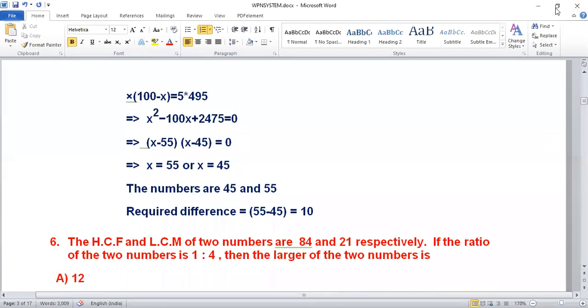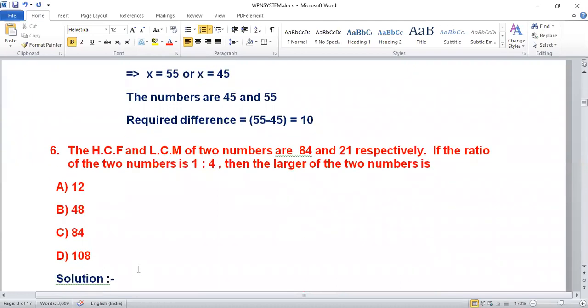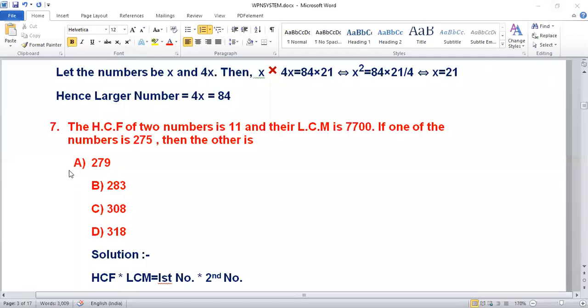Okay, now I'm giving you 2 minutes. You are supposed to solve this question. Okay, question number 7. This is easy, na? They have given you the LCM of 2 numbers and 1 number. You can easily find the other number by using this formula.